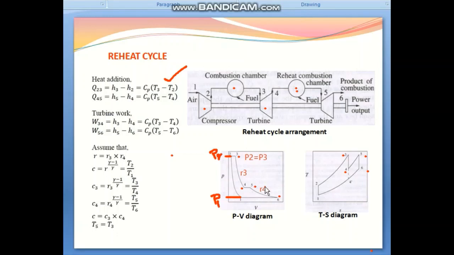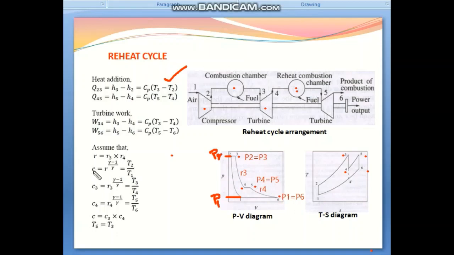Since this is a constant pressure line, again we can write that P4 is equal to P5, and for this line we can write P1 is equal to P6. Okay, so again I am telling you that R3 is the ratio between P3 by P4, and R4 is the ratio between P4 by P6.